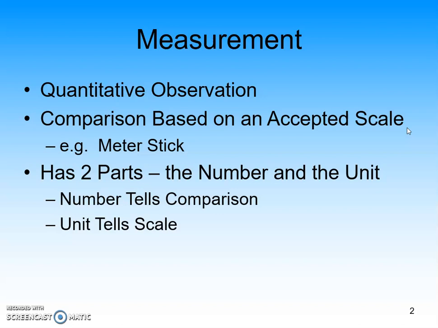If you know the quantitative observation, then it is a comparison based on an accepted scale, and it has two parts: the number and the unit. The number tells the comparison, and the unit tells the scale. So you should know the exact numbers for the comparison, and you should know the scale in which you have measured.